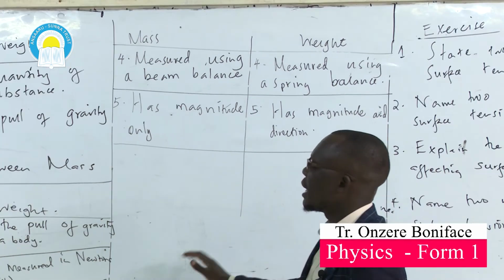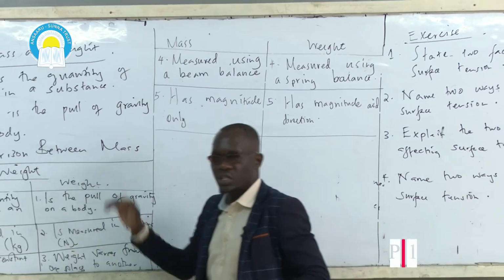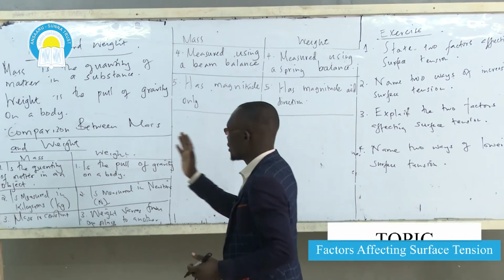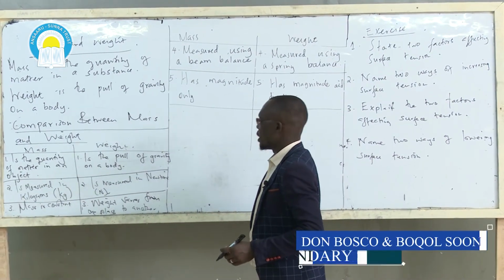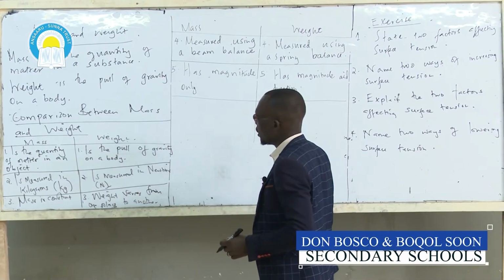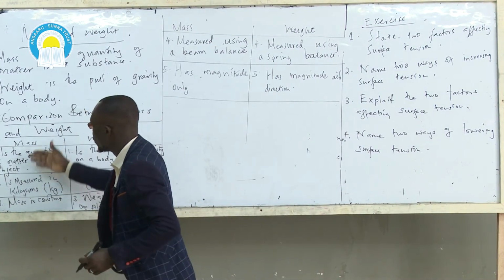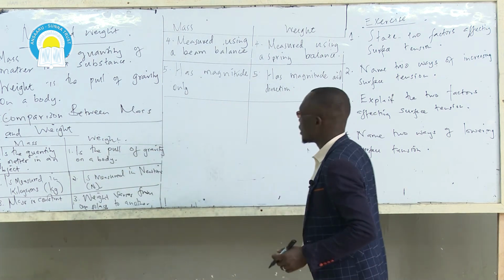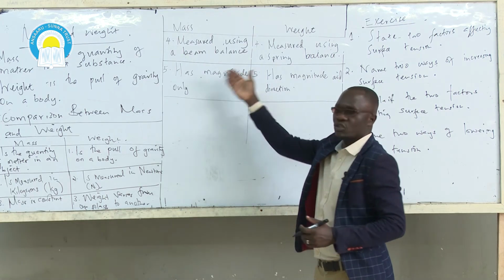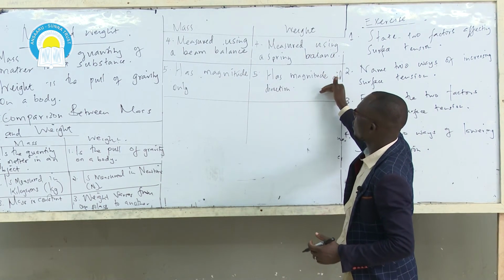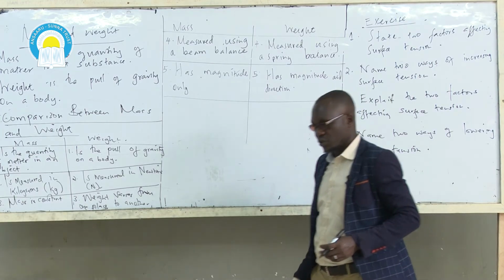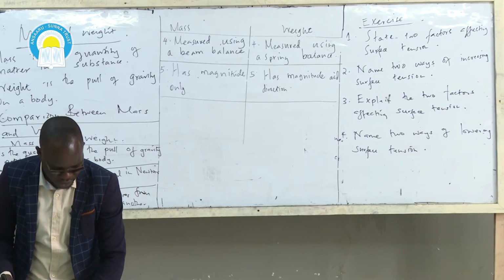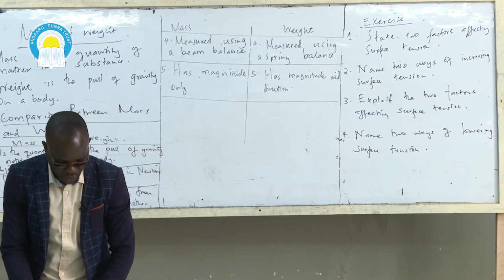So this table gives us a comparison between mass and weight. From this table, we can come up with the differences between mass and weight, in terms of the units, in terms of the instruments used to measure, in terms of what they contain. Mass has magnitude only, while weight has magnitude as well as direction. So students, you must be able to master that table very well and know how to differentiate mass and weight.